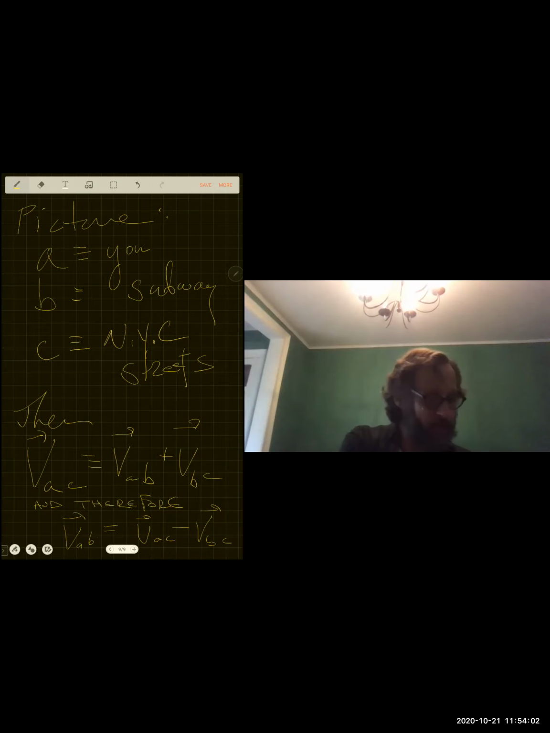So this simple addition is what addition of velocity means, but if it really means that, then it means I can subtract from both sides and also understand what subtraction means.